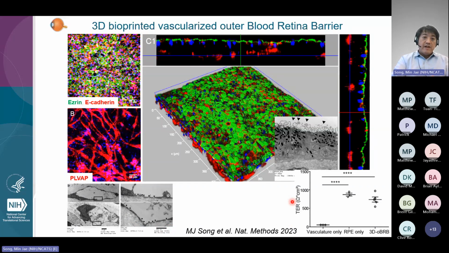We also evaluated the barrier function of this RPE by using TEER measurement, which is transepithelial electrical resistance measurement. It basically measures the electrical resistance between the apical side of the RPE and the basal side of the choroid. And we observed that the inclusion of RPE dramatically increased the TEER values of the outer blood-retinal barrier tissues.